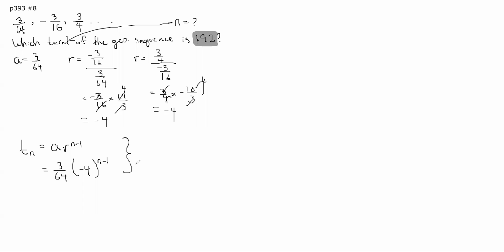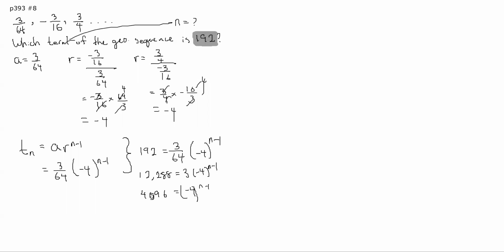So taking 192, I don't know what the n value is, but I do know I started with 3 over 64, and I do know I've multiplied by negative 4 a certain number of times. I'm going to do some algebra and multiply both sides by 64, which gives me 192 times 64. That brings me 12,288 equals 3 times negative 4 to the n minus 1. Divide both sides by 3. 4,096 is equal to negative 4 to the power of n minus 1.